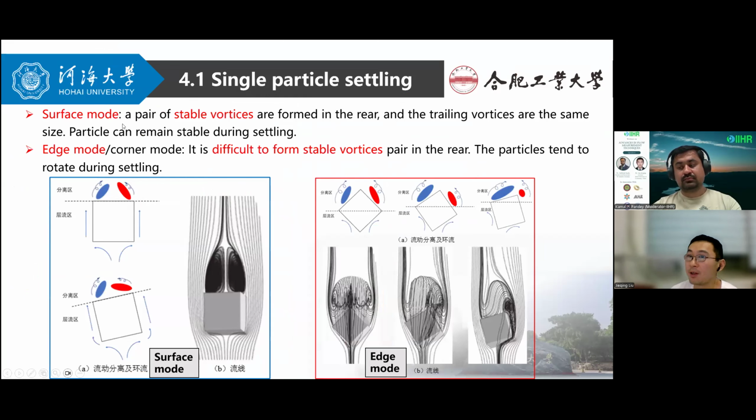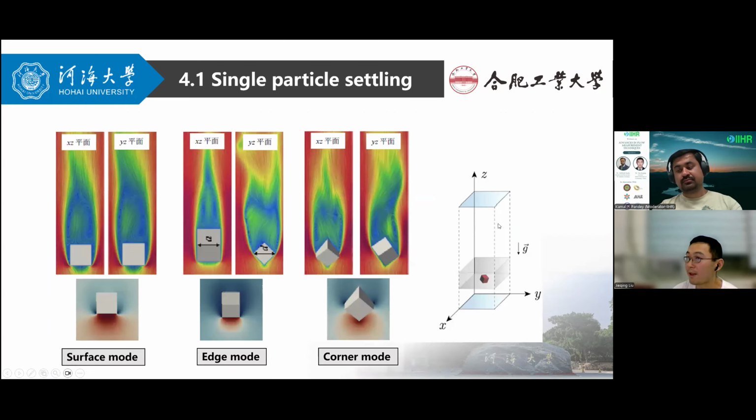Then we find 2 modes. In the surface mode, a pair of stable vortices are formed in the rear, and the trailing vortices are on the same side. The particle can remain stable during settling. We can see the figure on the left. Then it's the edge mode. We can see the figure on the right. It is difficult to form stable vortex pairs in the rear, and the particle tends to rotate during settling. And this is the flow field.